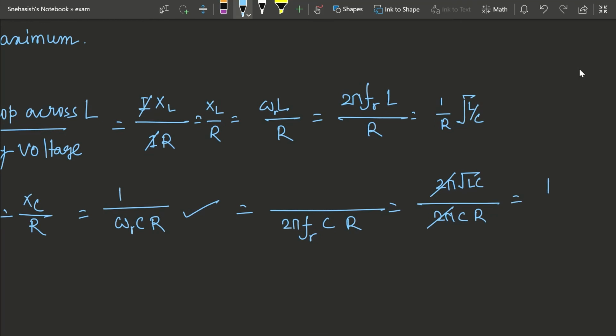Similarly, we can see that the quality factor or the Q factor is the same for both the cases.